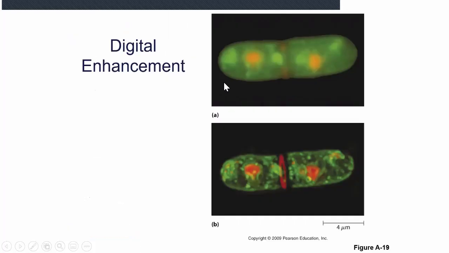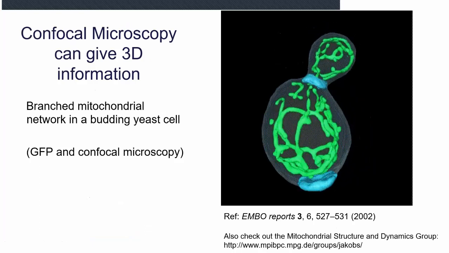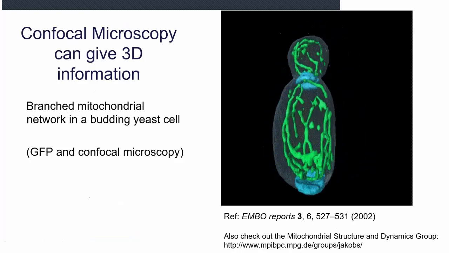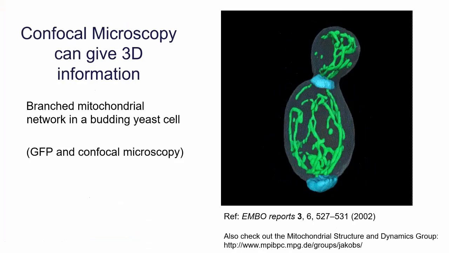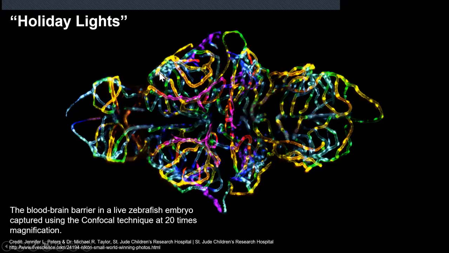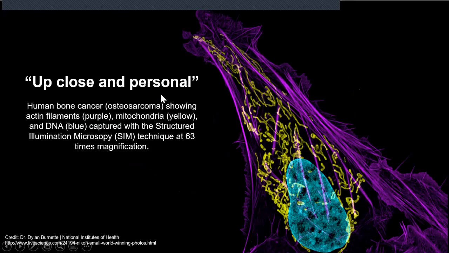One thing we can do with fluorescence as well, I mentioned this expensive software: sometimes people will take dozens of photos, and they can merge them into sort of an average and enhance things. You can see there's some sort of dividing cell, and the enhanced image is a lot nicer too. Another thing confocal can do is get three-dimensional information. So there's a budding yeast cell, and you're looking at a mitochondrial network, really cool stuff. So this is holiday lights, and here's up close and personal. There's the nucleus, and all those little yellowy things are mitochondria.